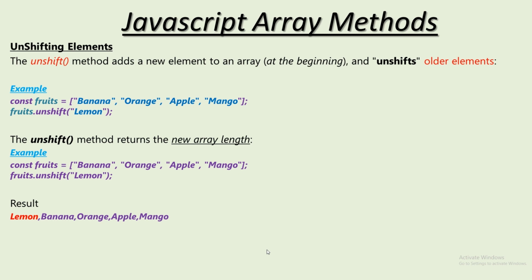Okay. So in the second example, you can see that there are four elements, and when we try to unshift that, lemon is added to the first element of the array. So it became five elements with lemon at the first. Let's see this in action.